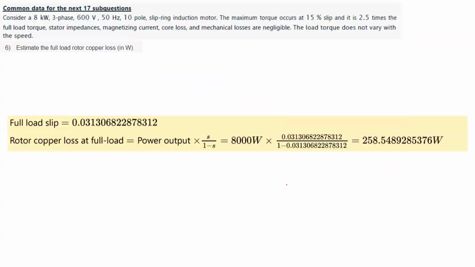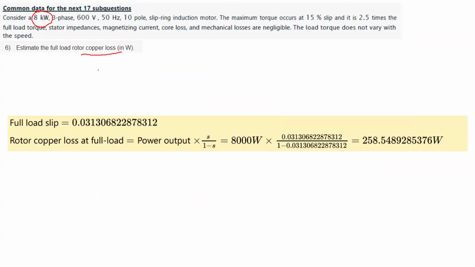So here we have to now estimate the full load copper loss. As I said, either of the two things will be mentioned to you. Either the copper loss will be mentioned or this output power will be mentioned. So they have given you the output power. Now they're asking you to calculate the full load copper loss. So let us now see what is the relation between this output power and the copper loss.